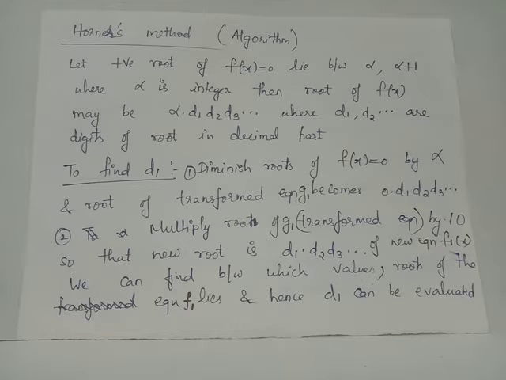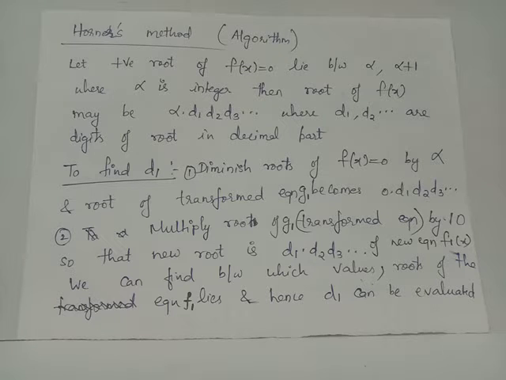Suppose x1 = alpha and x2 = alpha + 1 is the interval inside which the root of f(x) will lie, and alpha is the lower bound of the interval. Then we will select alpha as the integral part of the root of f(x). Suppose d1, d2, d3, etc. are the digits occurring in the decimal part of the root of f(x). Then the root of f(x) may be written as alpha.d1d2d3 etc. Now our intention is to find d1, d2, d3, etc.